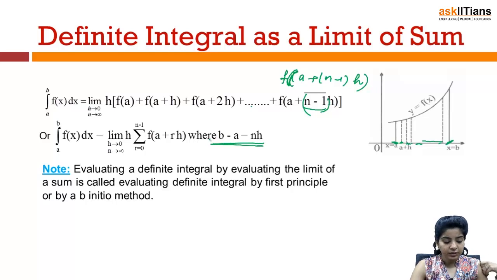Now just see, b minus a is equal to nh, and if I take the limits a and b, we are taking b minus a is nh. Now, the important thing to note here is that evaluating a definite integral by evaluating the limit of a sum is called evaluating a definite integral by first principle.